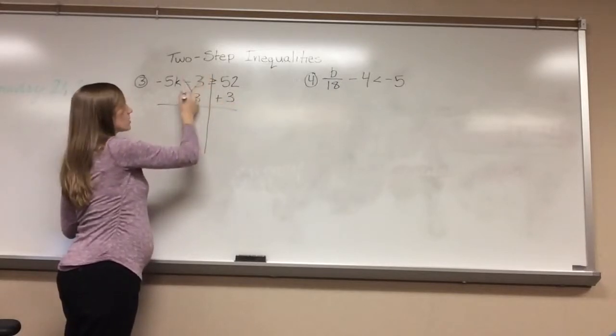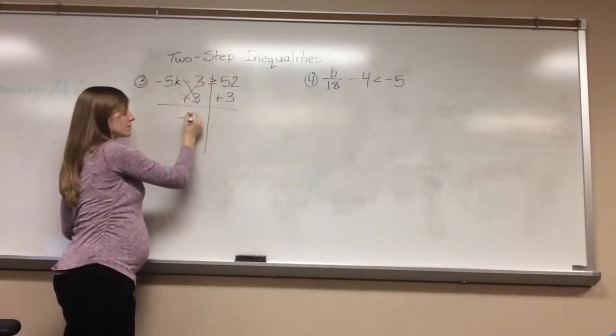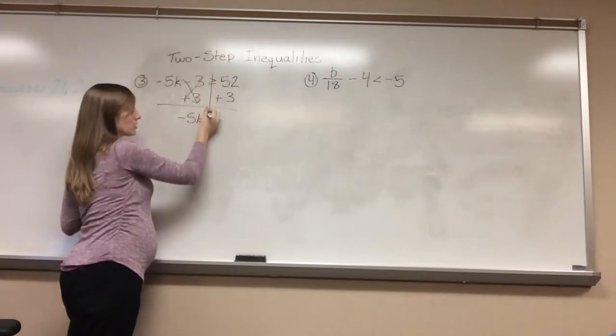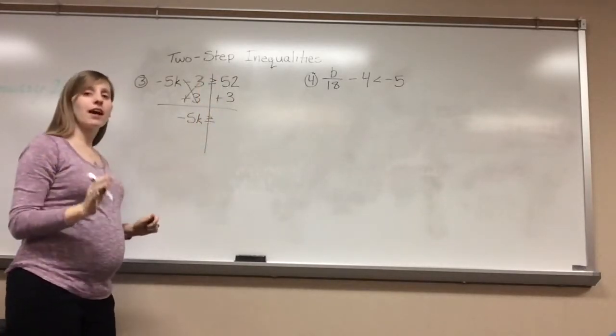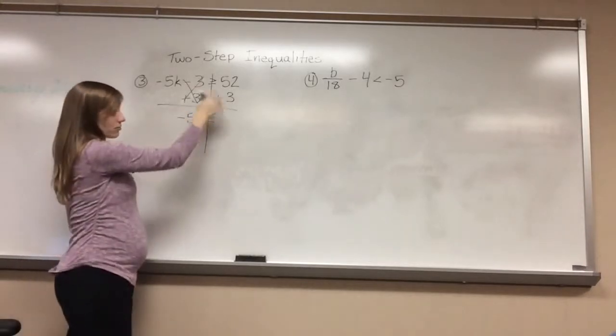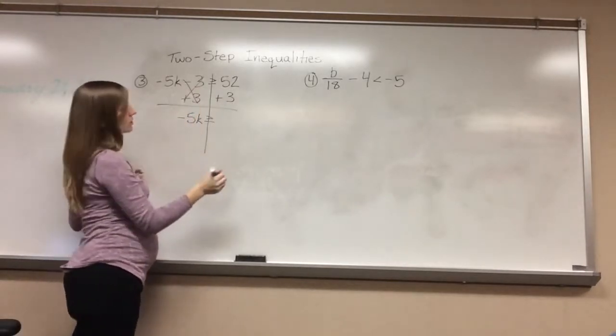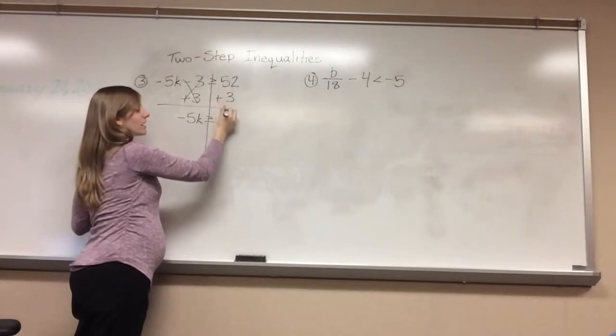My 3's cancel. Negative 5k comes down. So does our inequality. Remember, only flip the inequality when you multiply or divide by a negative. And I added 3, so no multiplication, no division. 52 plus 3 is 55.